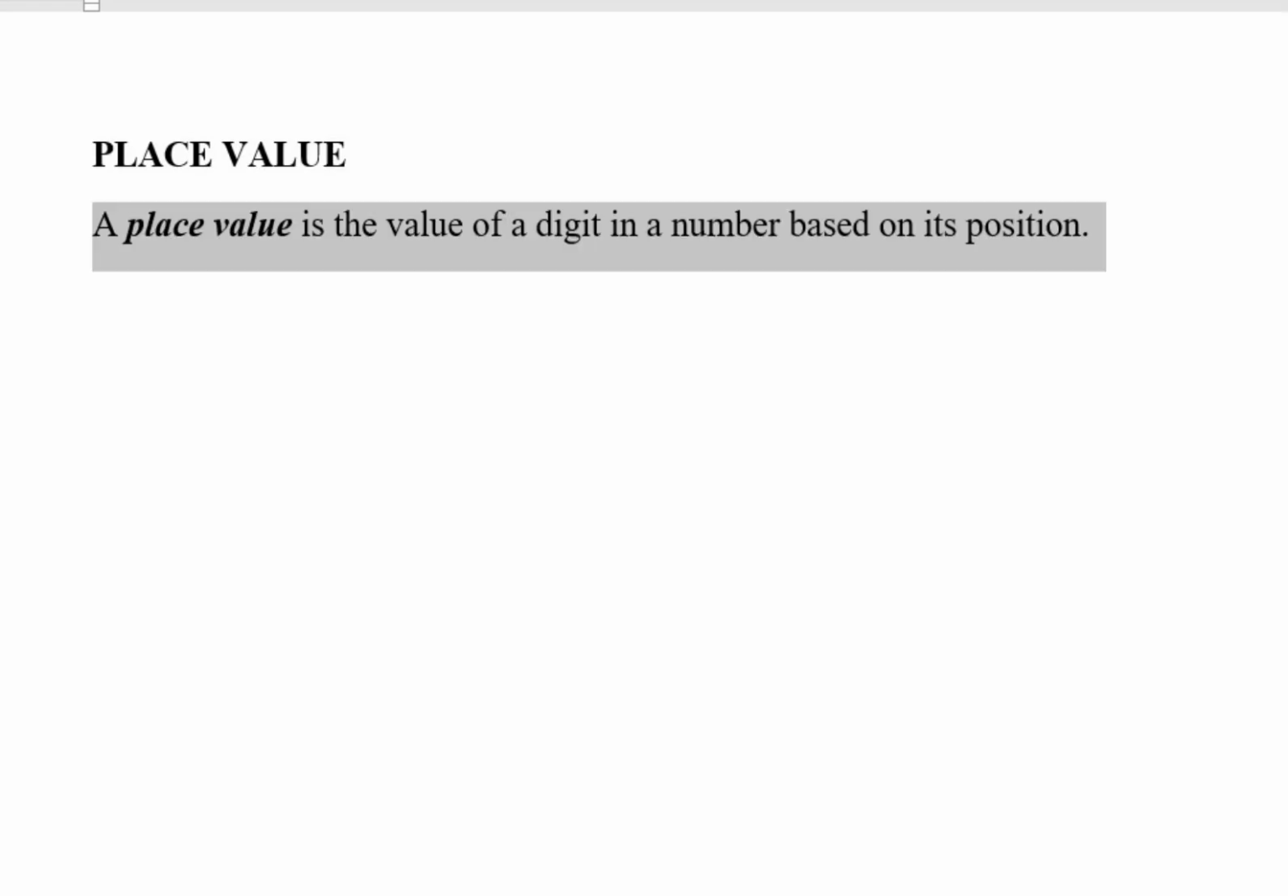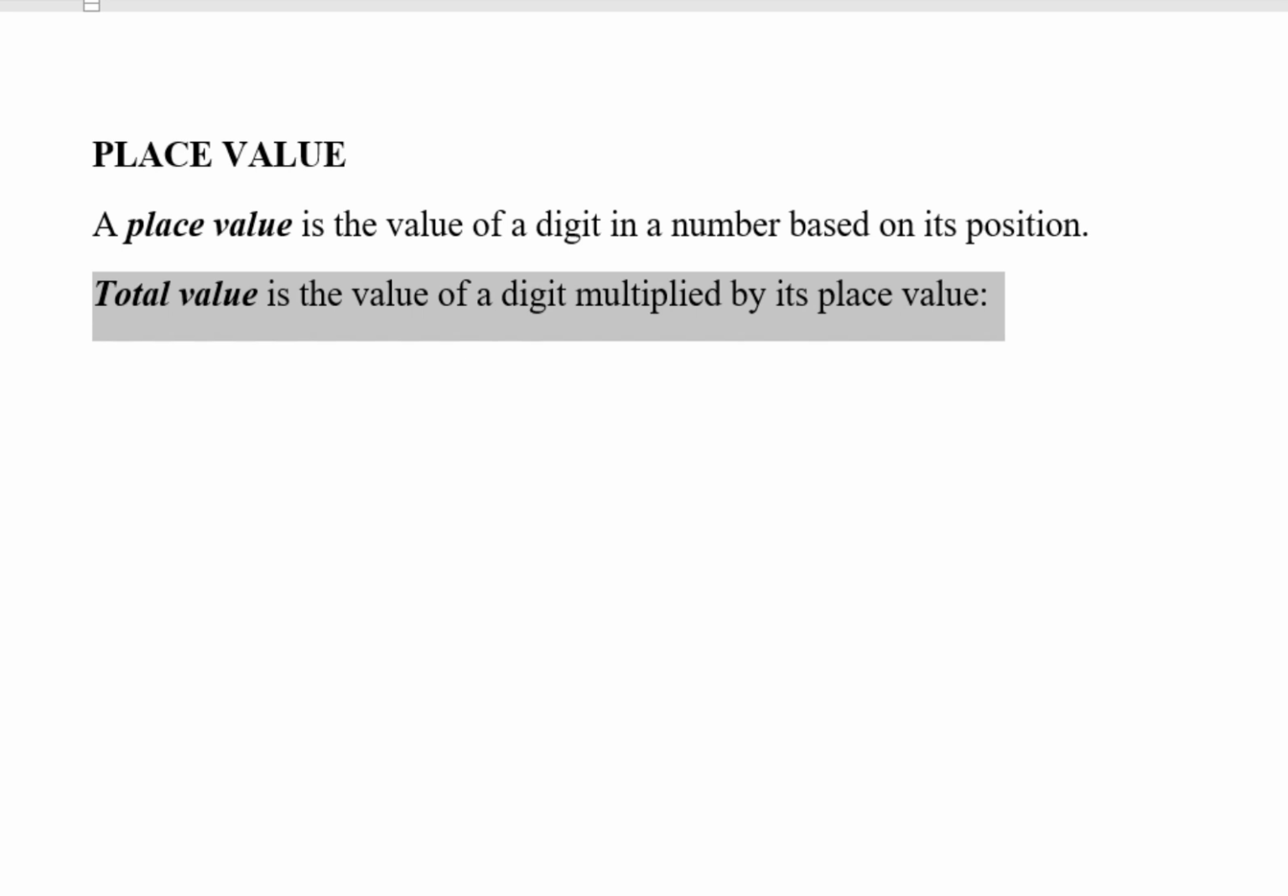Place value of a number can be defined as the value of a digit in a number based on its position. And the total value refers to the value of a digit multiplied by its place value. Now, place value of a number is normally established based on its position from a decimal point.